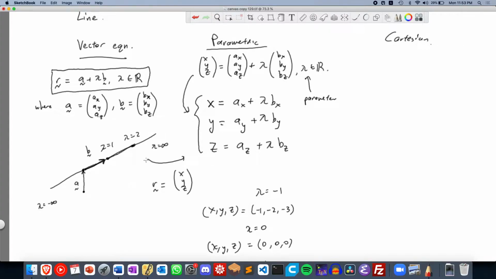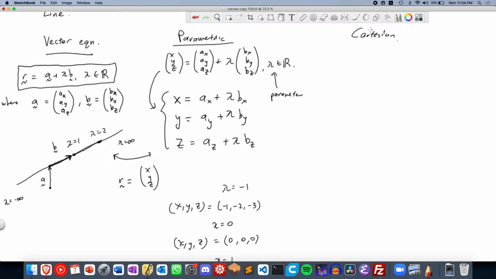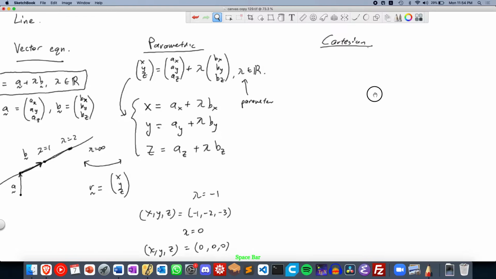Okay, so to convert the vector equation to the parametric equation, simply let the r vector equal x, y, z like this, and then write it out component-wise. And to go the other way, simply extract the coefficients of lambda, and that will form your b vector, and then extract the constant terms, and that will form your a vector. So I'll illustrate this with an example later. But let's move on to Cartesian.